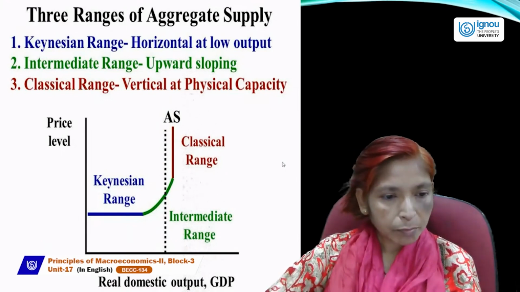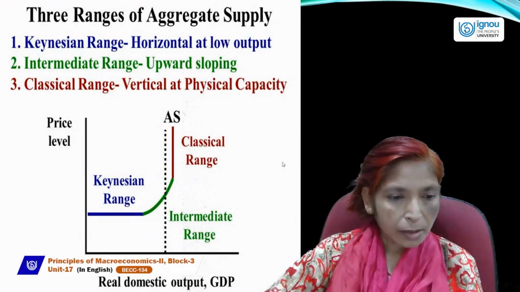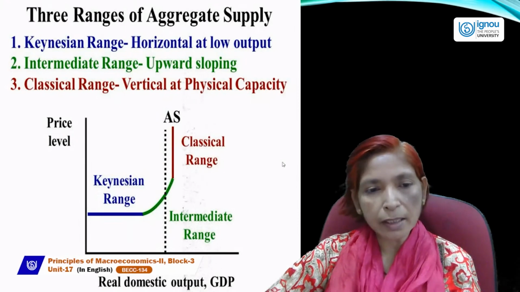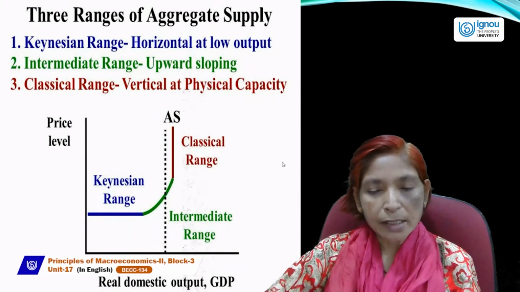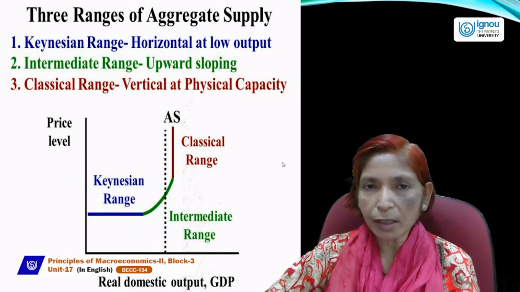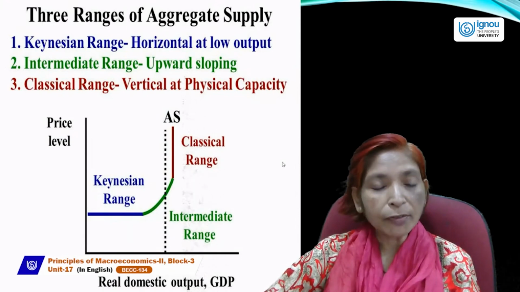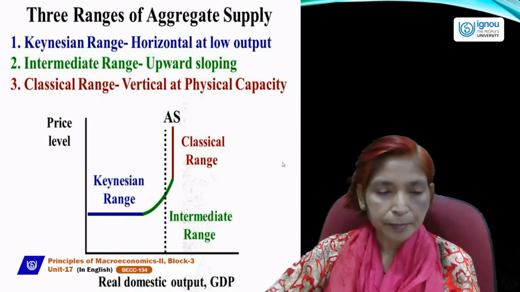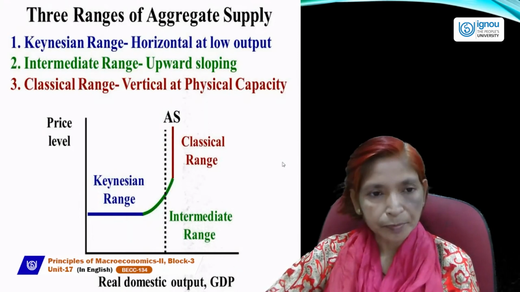Here the blue line is showing the Keynesian range. After that, green is the intermediate range, and the red line showing the aggregate supply curve is the classical range. On the x-axis, we have taken real domestic output or GDP or national income or level of income. You can write anything which is a related concept of GDP. And on the y-axis, we can take price level. So these are the three ranges of the aggregate supply curve.